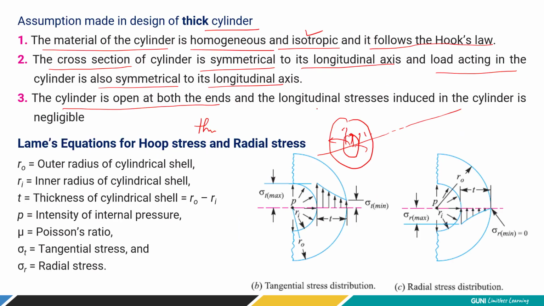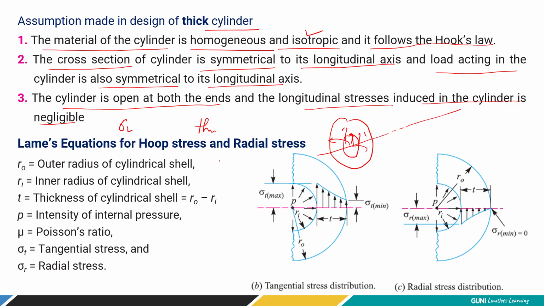The cylinder at both sides is open, and the longitudinal stress induced in the cylinder is negligible. Meaning sigma L that we saw in the case of a thin cylinder is negligible. Because it is a thick cylinder, we are going to consider only the hoop stress as well as the radial stress. No longitudinal stresses across the transverse section.